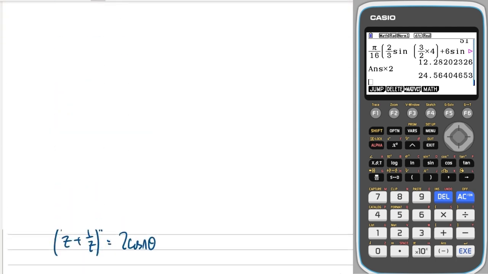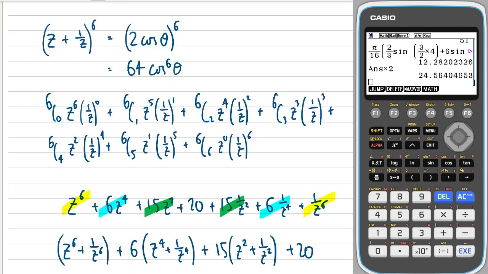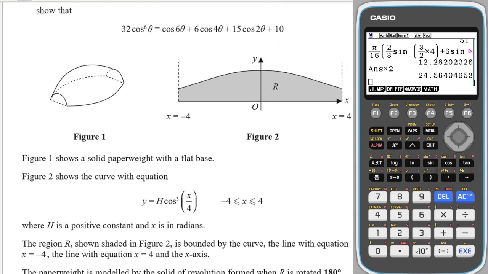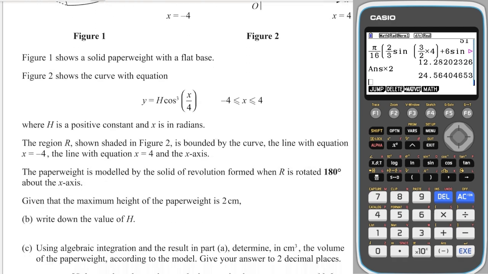And again, it's because this curve here is completely symmetrical. So we've just worked out the area between 4 and 0, and then I'm just going to double that rather than subbing in minus 4.